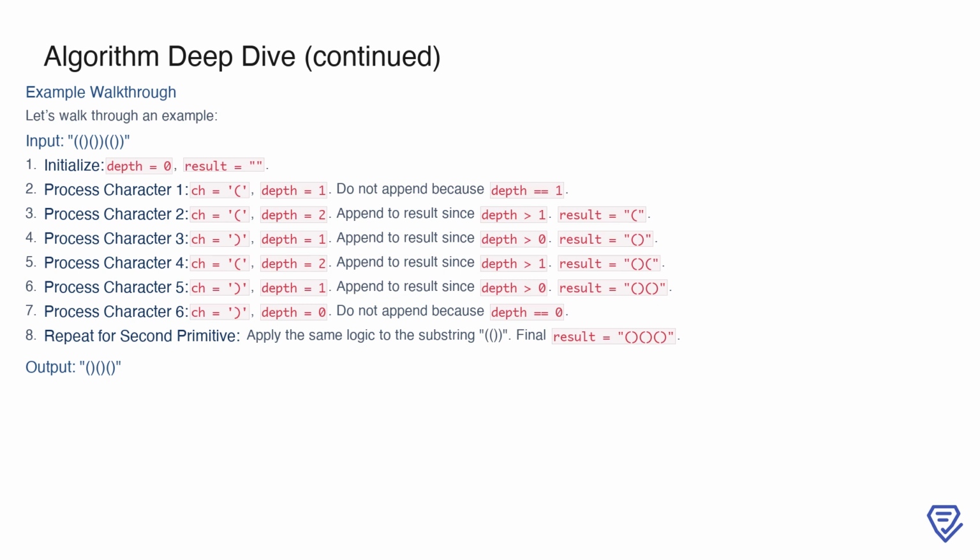The next character is a closing parenthesis, reducing the depth to 1. Since the depth is greater than 0, we append it, making the result. Another opening parenthesis follows, increasing the depth back to 2, and we append it, resulting in. The next character is a closing parenthesis, reducing the depth to 1, and we append it, making the result. Finally, the last closing parenthesis reduces the depth to 0, so we skip it. The same logic applies to the second primitive substring, ultimately yielding the output. This walkthrough highlights how the algorithm processes each character methodically to construct the result.